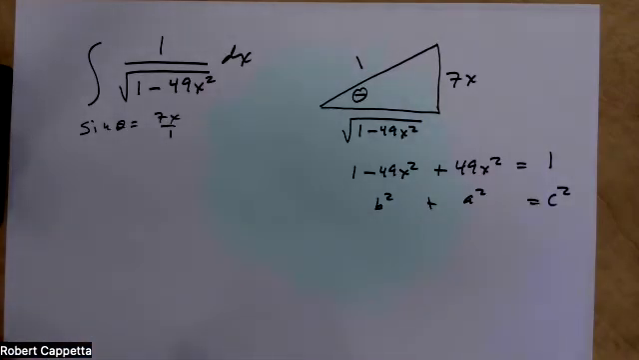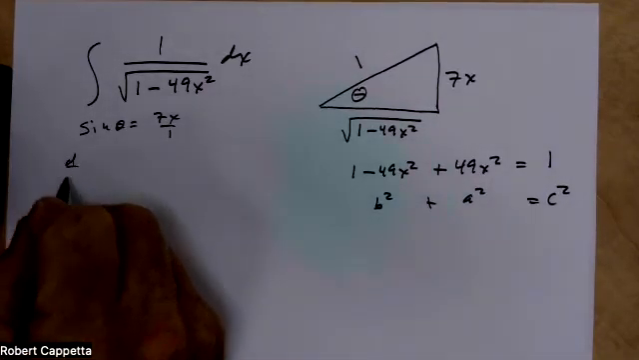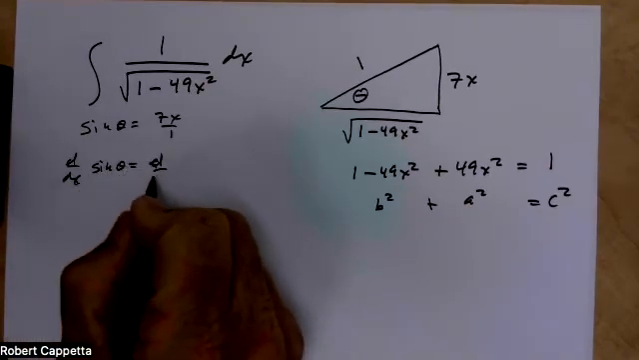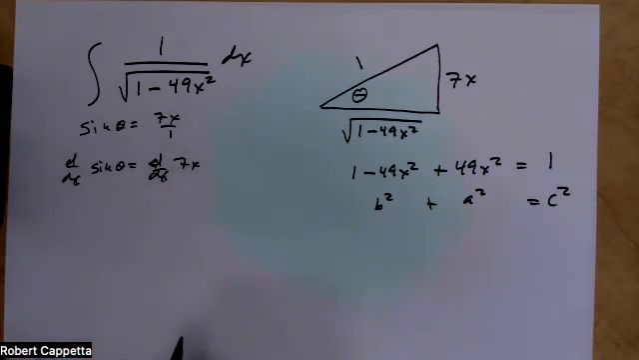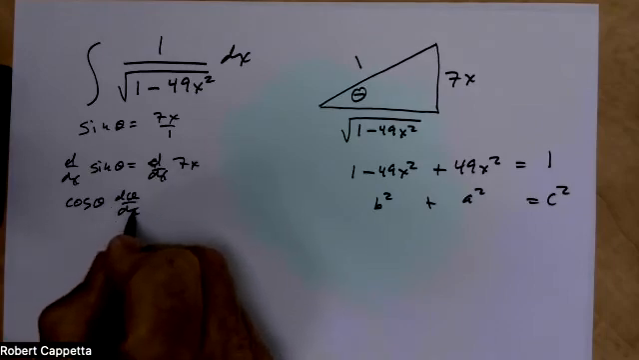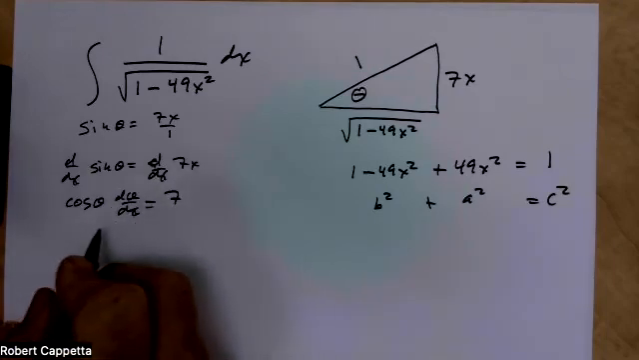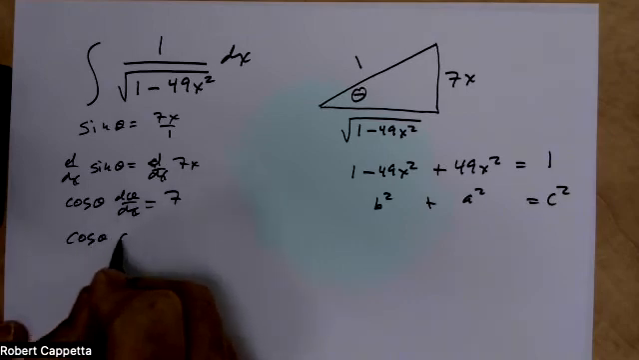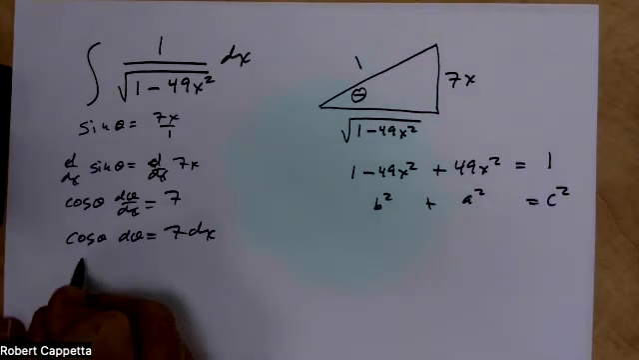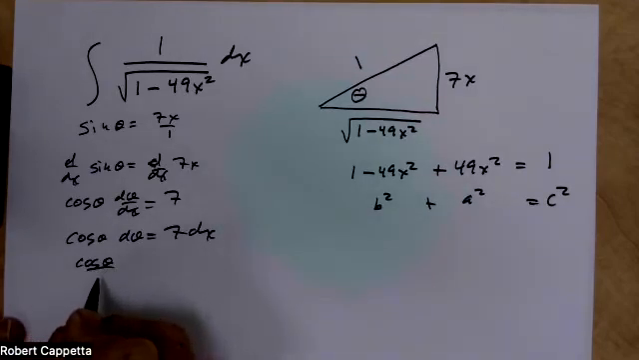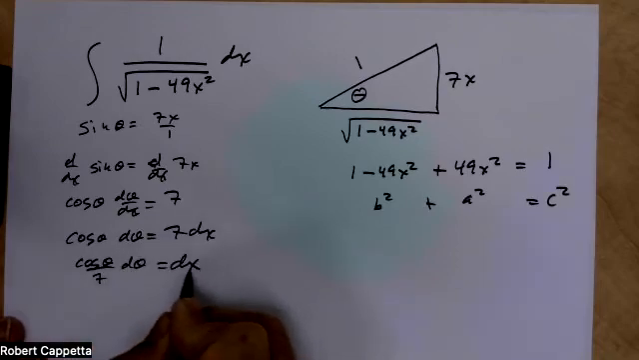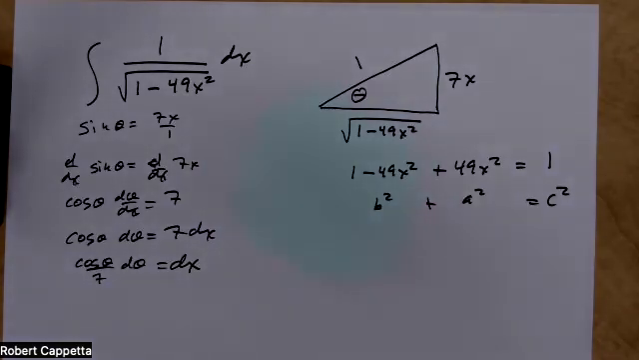Take the derivative with respect to x of both sides. The derivative with respect to x of sine theta is the derivative with respect to x of 7x. So cos theta d theta dx equals 7. Cos theta d theta equals 7 dx. Cos theta divided by 7 d theta equals dx. So we have that fact, which is nice.